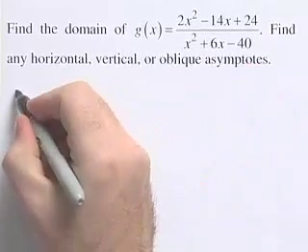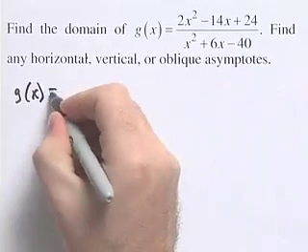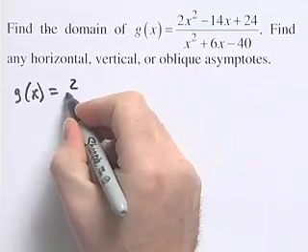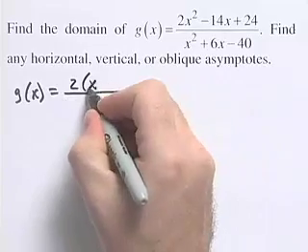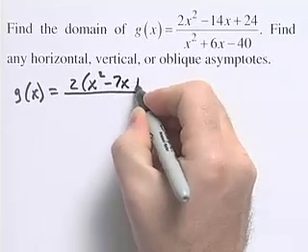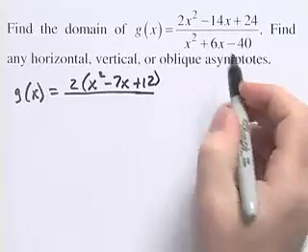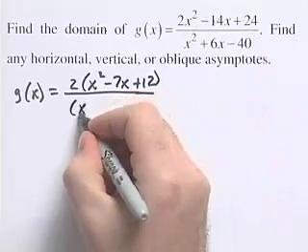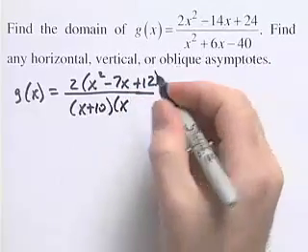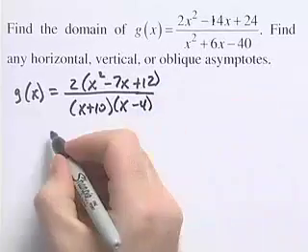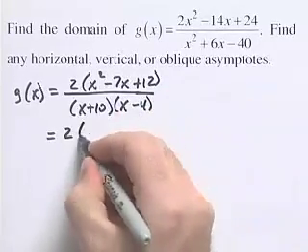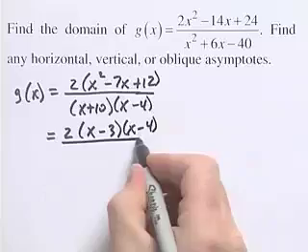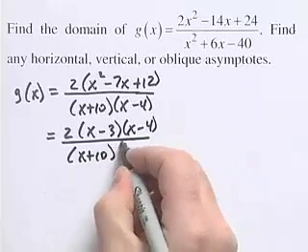So we want to start by factoring our function, and we'll factor both the numerator and denominator. In the numerator, we'll pull out a 2 first. That'll give us 2 times x squared minus 7x plus 12. In the denominator, there's no common factor we can pull out, but we can go ahead and factor that as x plus 10 times x minus 4. Continue factoring in the numerator. We get 2 times x minus 3 times x minus 4, divided by x plus 10 times x minus 4.